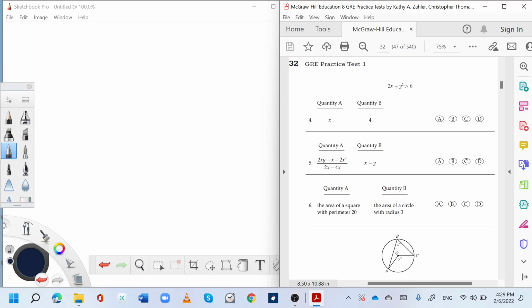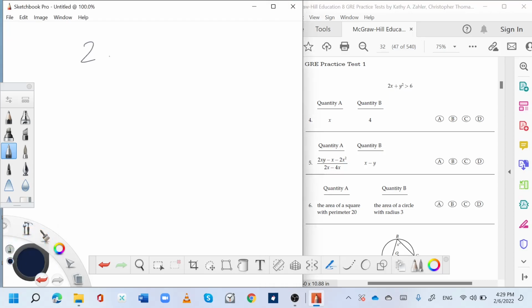2x plus y squared is greater than 6. We want to know if x or 4 is greater. And so let's just move things around. We get 2x is greater than 6 minus y squared. And so then is x greater divided by 2, or is 2x minus 6 is greater than negative y squared.